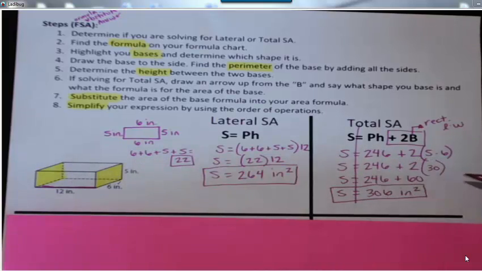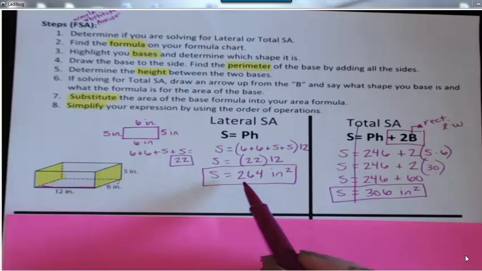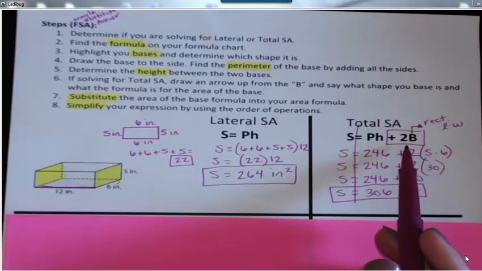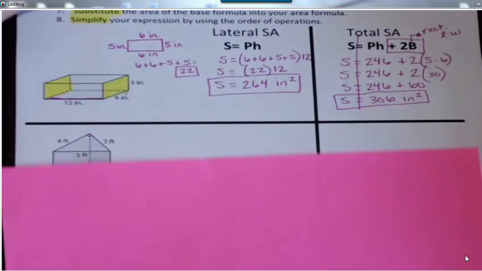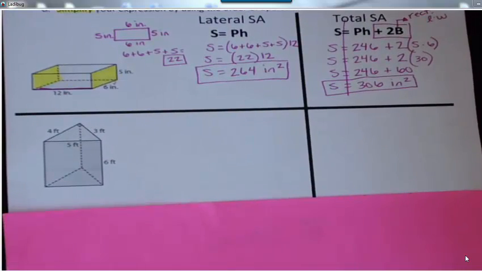Now you always want to double check your work. One way to easily do that is to make sure that the total surface area is always bigger than the lateral surface area. Because remember, for total surface area, I'm just adding those two bases together. Okay, why don't you try one by yourself? Go ahead and do the triangular prism by yourself. Pause it, and before you get to total surface area, push play to check your work.